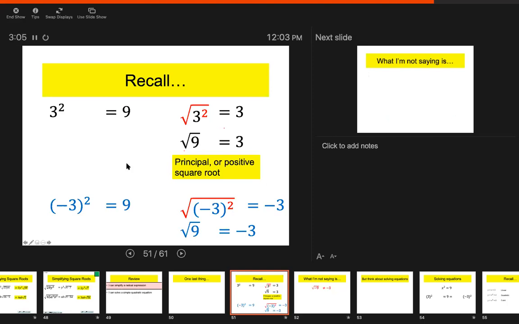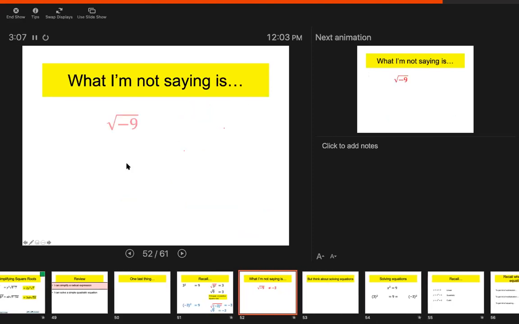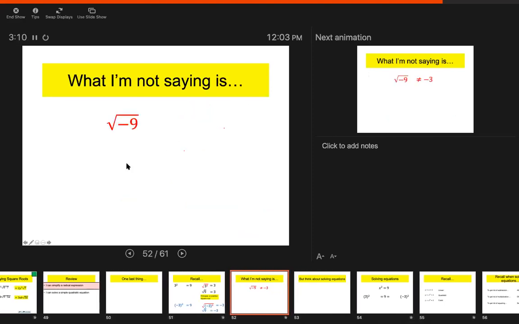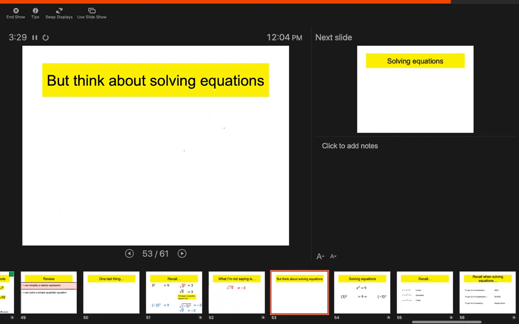Be very careful with this. What I'm not saying is this: this one has no answer, right? There is no square root of -9 because there's no number times itself that's negative. The answer is not -3 here. But there are 2 numbers that, when you multiply them by themselves, you get a positive 9, both 3 and -3. -3 times -3 is positive 9. 3 times 3 is 9.